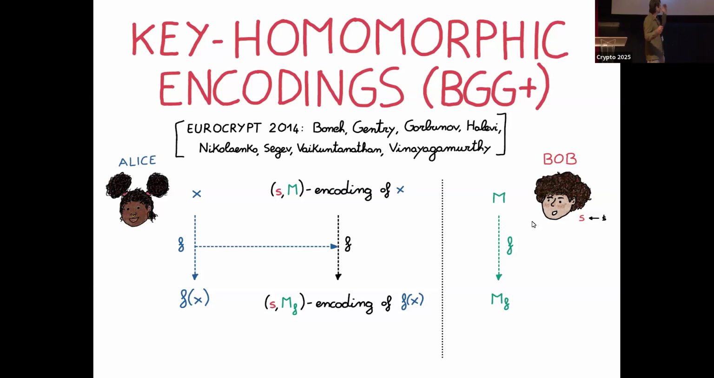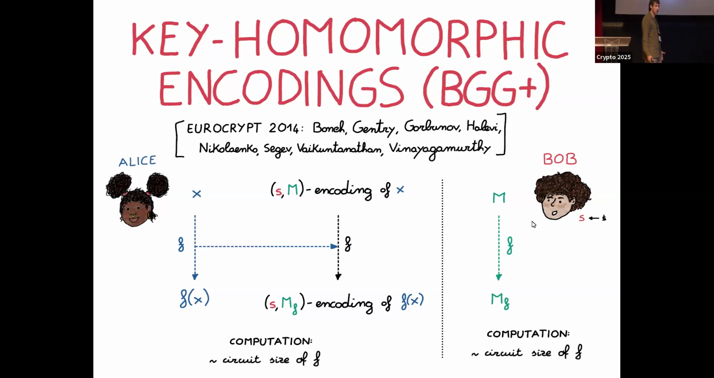It's a bit complex, but to summarize what's happening here: given an authentication of x, you can get an authentication of f of x that uses the same secret key S, even if we do not know it, and the public key switches from M to M_f, where M_f is obtained by applying f on the original public key. In the original work of Boneh et al., both parties had to perform computations proportional to the circuit size of the function f we are evaluating. And that is inherited by all the applications of this tool.